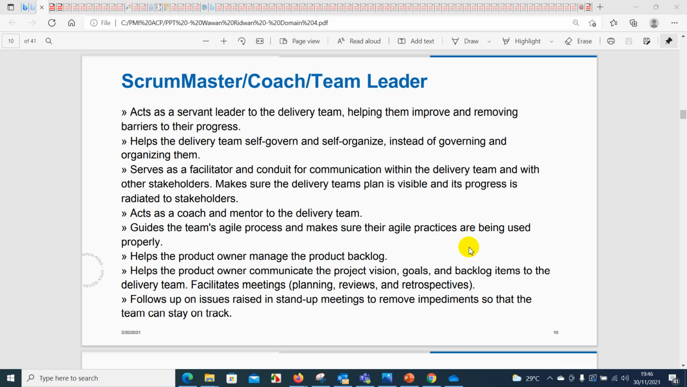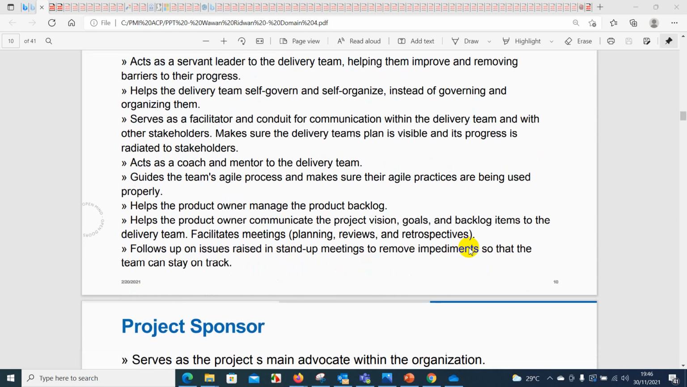Okay, then follow up on issues, right? Follow up on issues raised in the stand-up meeting to remove impediments so that the team can stay on track.